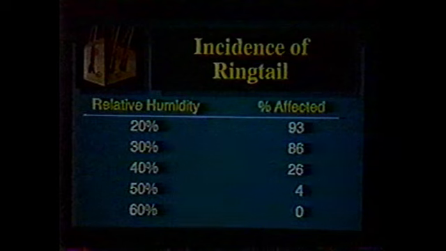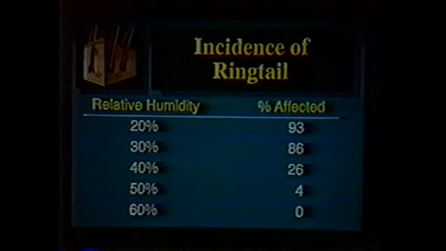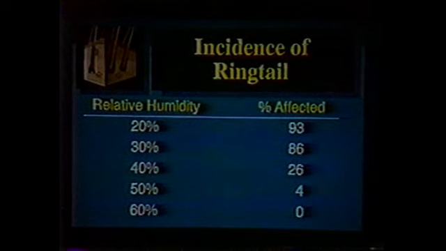Here's a nice example of how humidity affects this. These figures were compiled by a study, but with humidity over 60%, there is no incidence at all, and then as it drops down to 20%, you can see more and more of the animals are affected, so it absolutely is relative humidity based. And here's the gross, here are these annular constrictions you see, and maybe a little amputation here, hence the name ringtail.